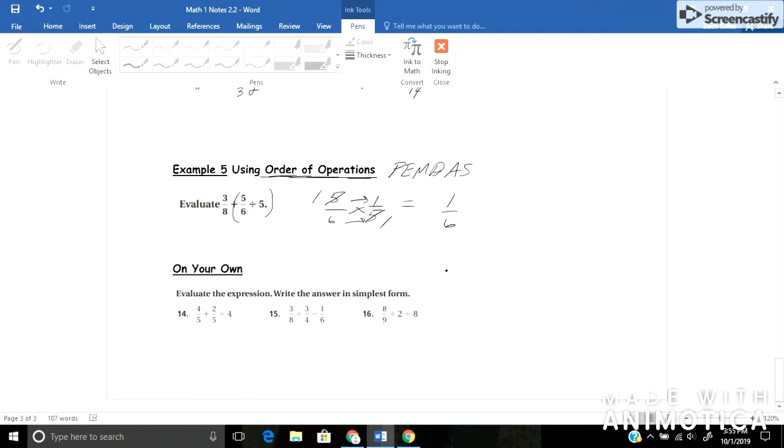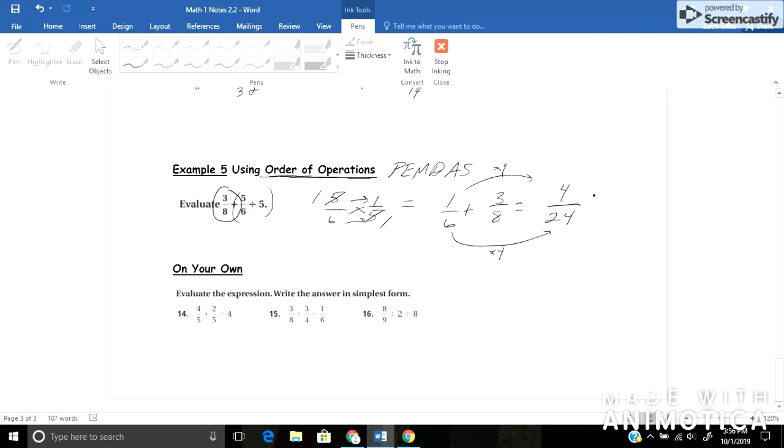Now I need to add 1/6 to, can't forget about this 3/8, so I need to add 3/8 to this. Now remember, when adding fractions, you need a common denominator. The least common denominator would be 24ths. So 1/6 into 24ths: how did I go from 6 to 24? Multiplied by 4. So I'll do the same on top. 1 times 4 would give me 4.